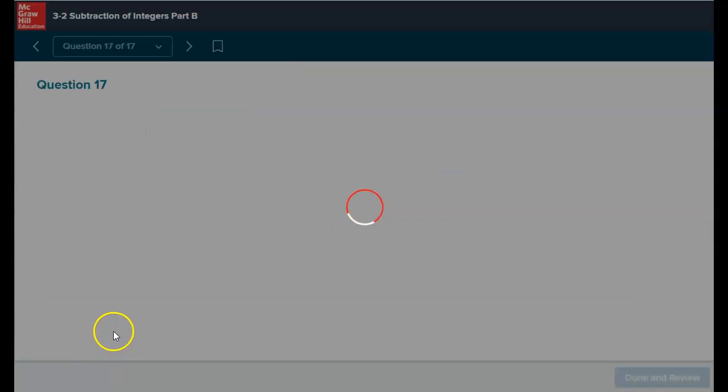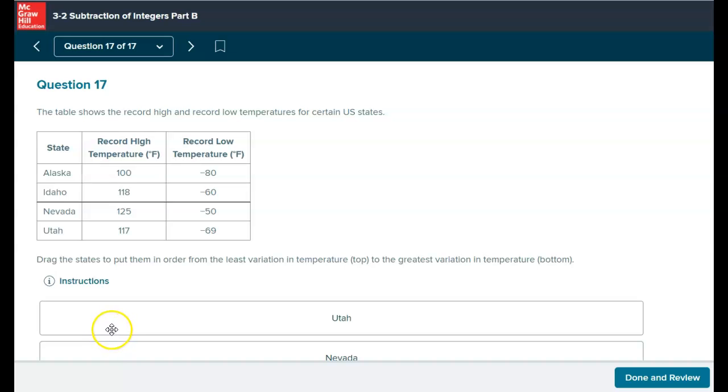And finally, question 17, our last question of the day. We have high and low temperatures, and you have to drag the states to put them in order from least variation in temperature to the greatest variation. So in order to find the variation, you could go 100 minus negative 80, 118 minus negative 60, 125 minus negative 50, and 117 minus negative 69. But when you keep change switch all those, you're going to end up just adding them together.